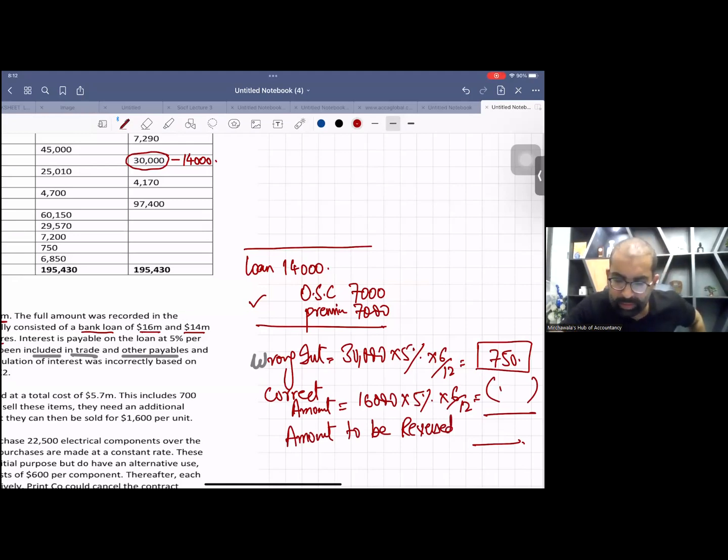How much? 400 is the correct amount, but they booked 750. So definitely we need to make a reversal entry for 350. We need to make a reversal entry, and strictly open your ears.